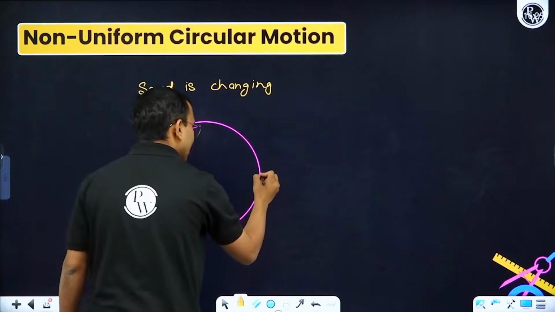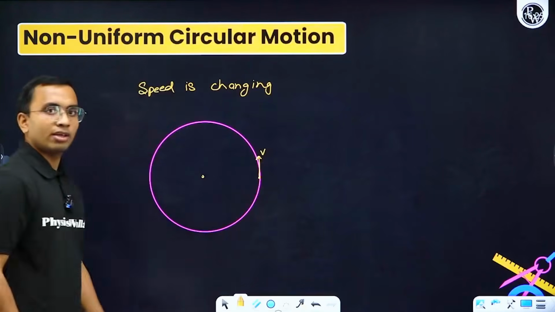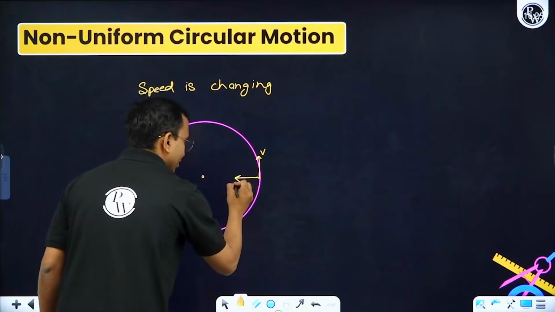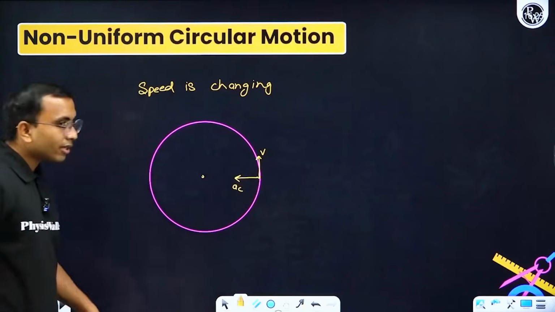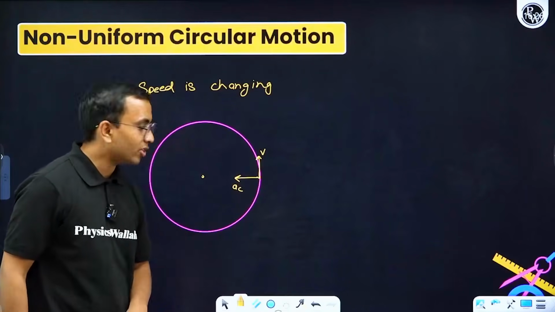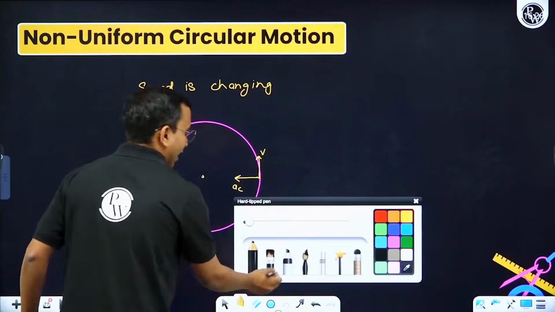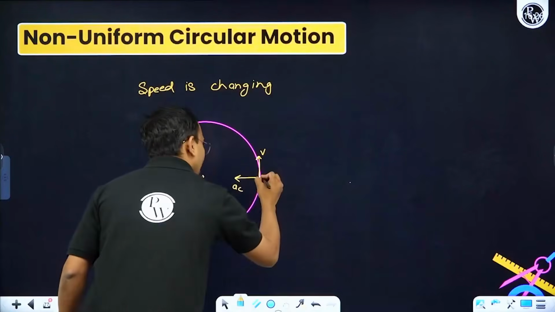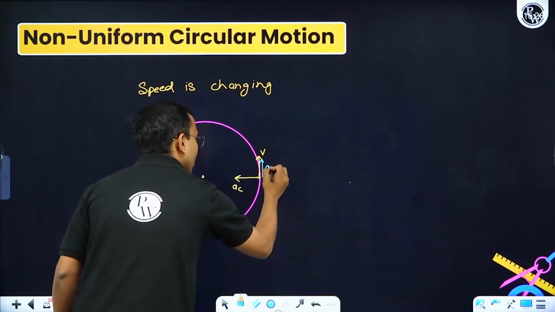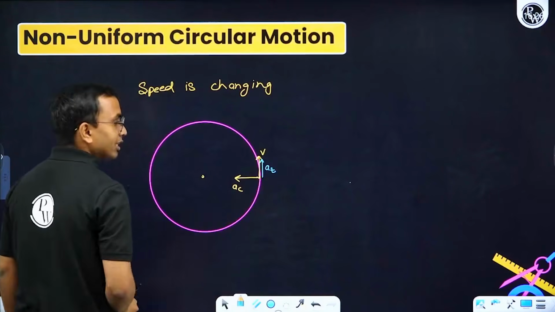So if the particle has some velocity v in this direction, there will be a centripetal acceleration in this direction, a centripetal. Another acceleration which increases or decreases the magnitude of the speed is the tangential acceleration, in the tangential direction. That can be upward or downward. If it is in this direction, it is increasing the speed. If it is in the downward direction, it will be decreasing the speed.